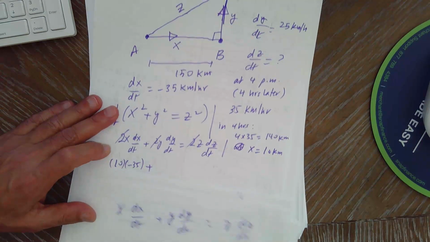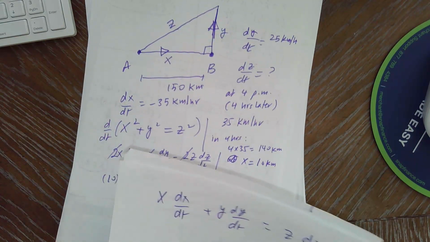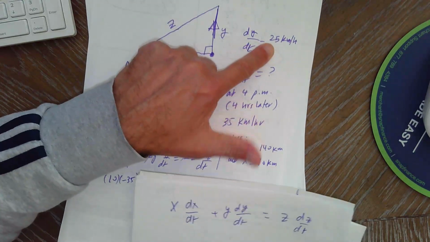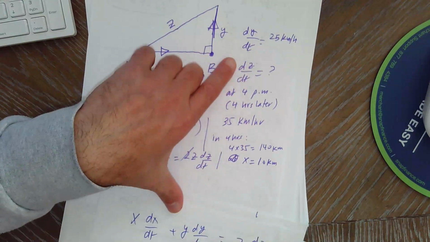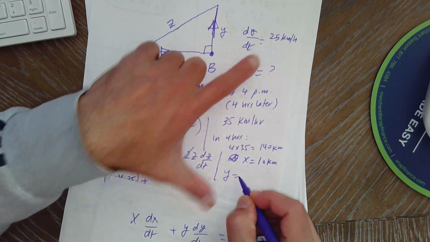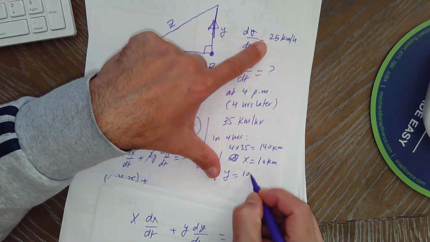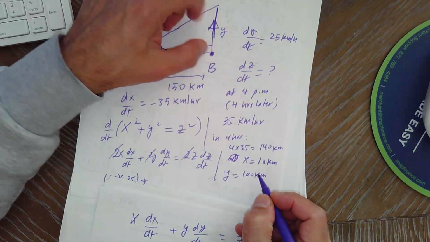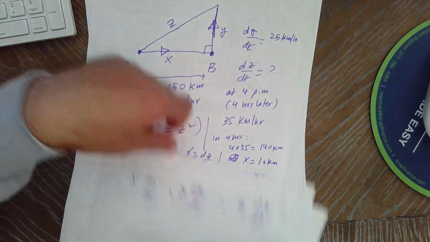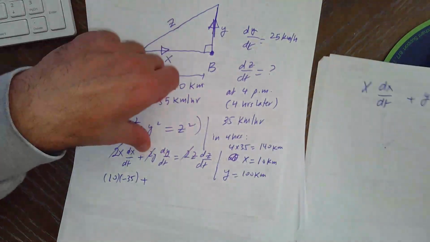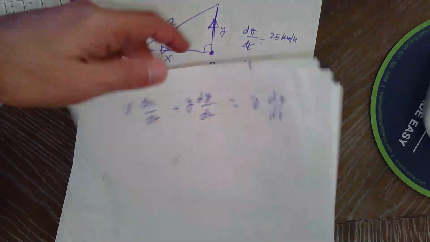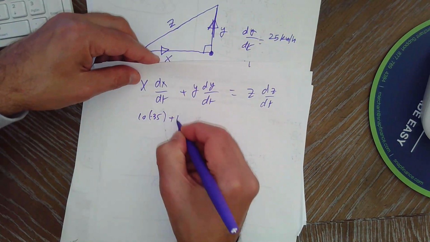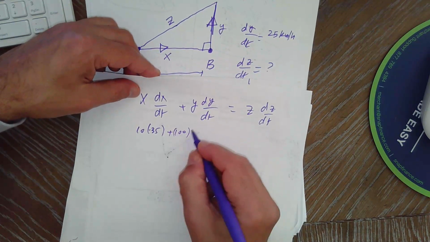When x is 10, we don't know y and we don't know z, but we can find y, because dy by dt is 25 kilometers per hour. In 4 hours, y is going to be what? 4 times 25, which is 100 kilometers away. That ship will be 100 kilometers away from point B. So y is 100. Here, I'll do it here. So x is 10, dx by dt is negative 35, y is 100, and dy by dt is 25.